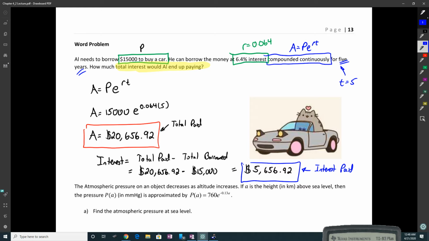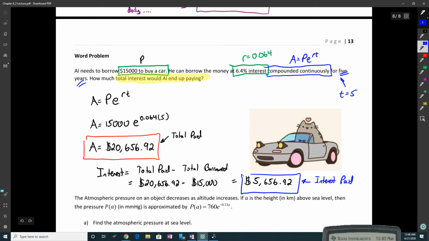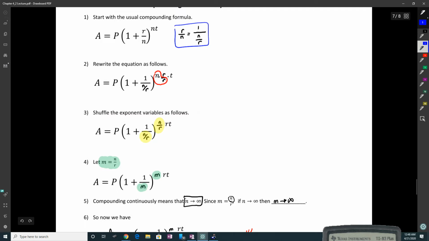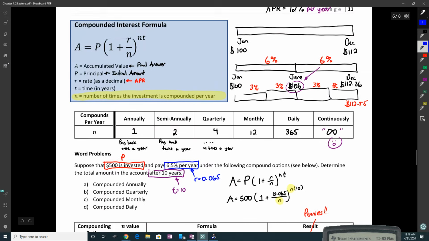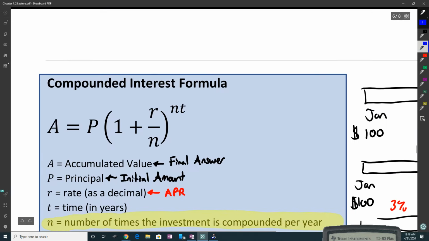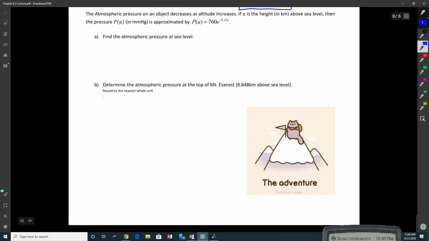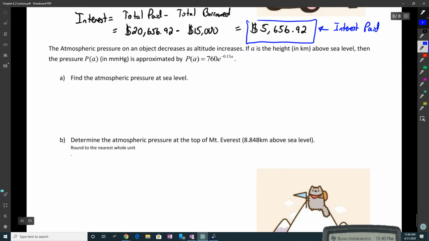Right. So anyway, these are the word problems you're going to see in this section. They're very straightforward, and they're what I call plug and chug. You already have the formulas. Sometimes it's A equals P e to the RT if it's continuous. If it's not continuous, it's going to be this formula instead. And all you do is read the word problem and plug in the values that they give you. So let's finish this off with this last word problem, and then we're done.